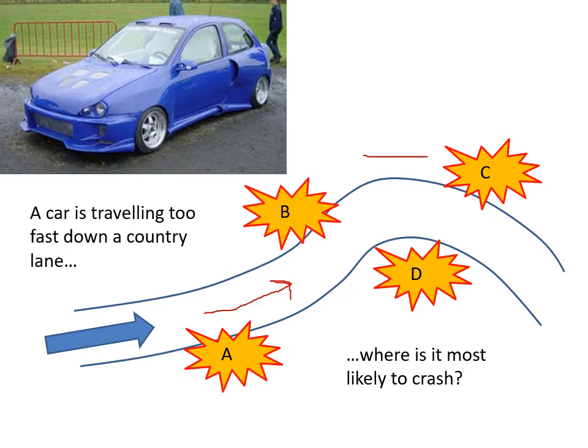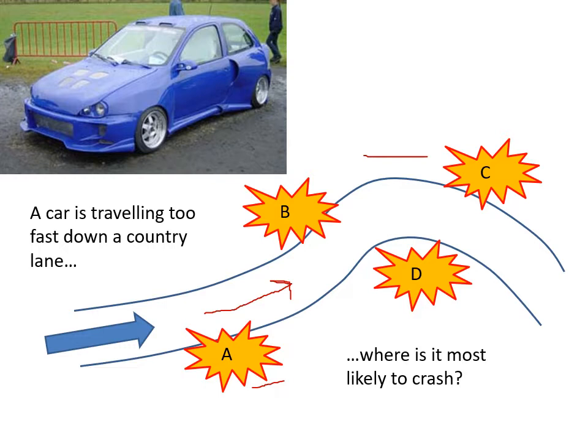So it's unlikely to crash at A because it's a straight piece of road, and even Mr. Mitchell would struggle to crash a car on a straight piece of road, although I'm not saying I couldn't. It's unlikely to be B because there isn't much of a bend there. Again, I think even I could get around that bend. It's likely to be C or D.